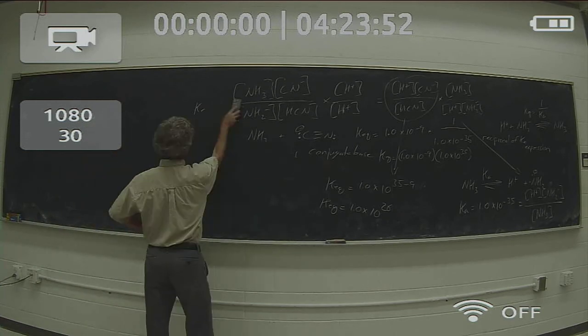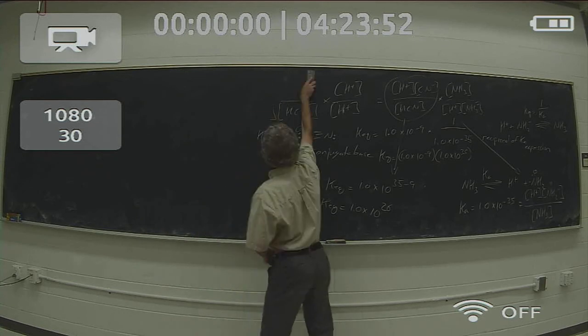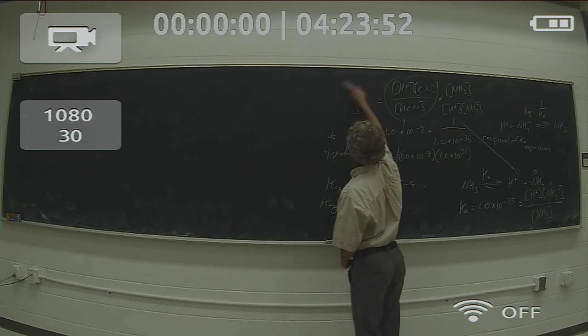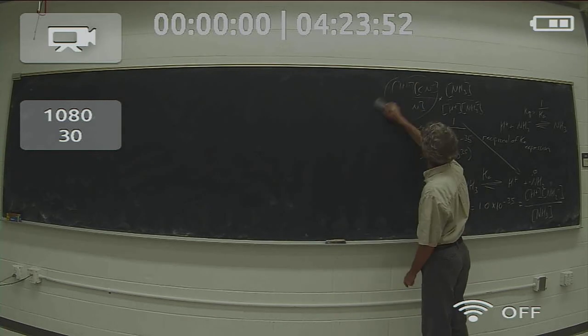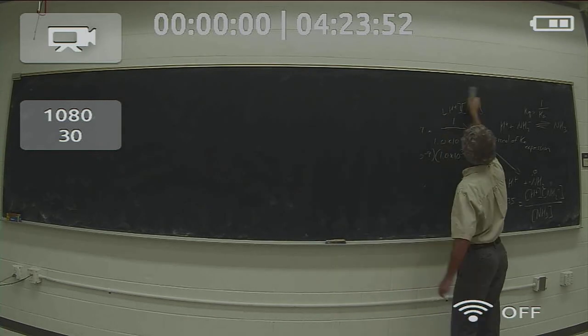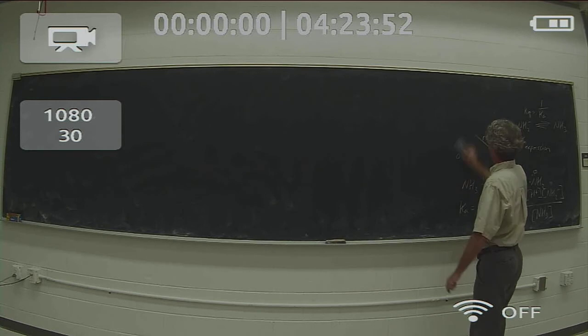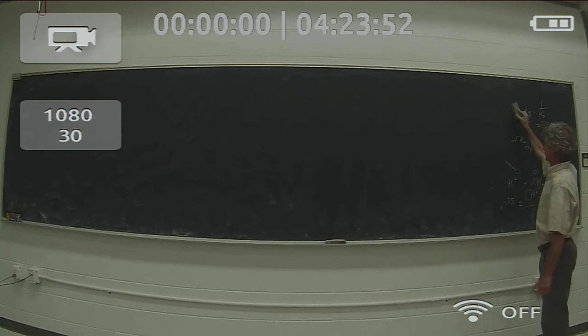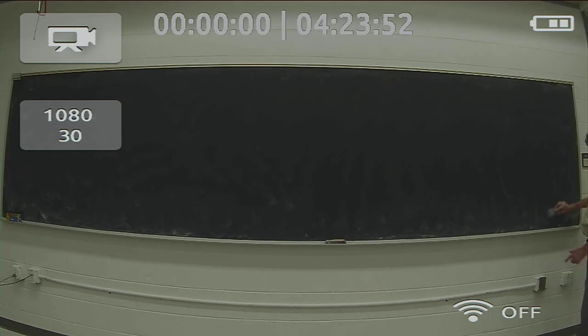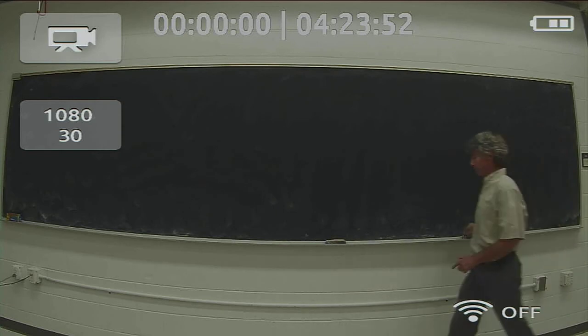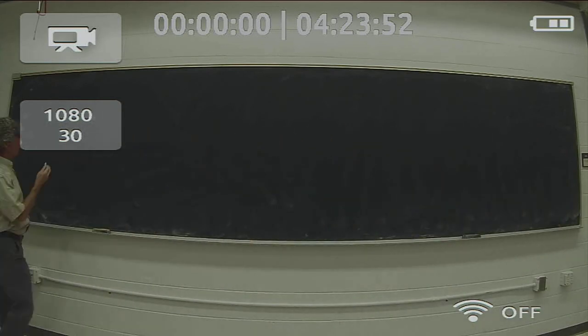The other way to accomplish the same thing is to try to write the overall reaction that you're looking at as the sum of two other reactions for which we know the equilibrium constant. And then if we add reactions, we know we multiply equilibrium constants. So if we can write that reaction as the sum of two other acid-base reactions, we'll be in business.